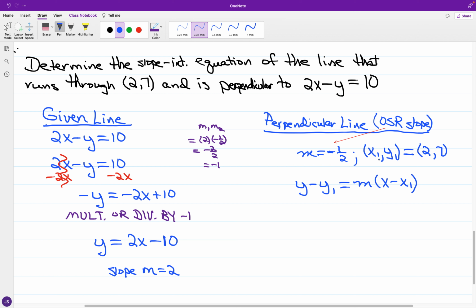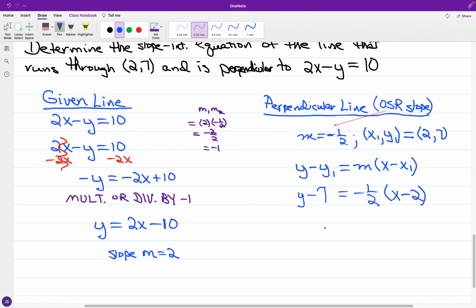So we've got y minus y1 again, so we have y minus 7. This time, instead of 2, we now have -1/2 for m, times the quantity x minus 2. Except for m, everything else is the same as was the case with the parallel line. So I've got the point slope equation, and now I'm looking for the slope intercept, so I'm going to distribute -1/2 over the quantity x minus 2.